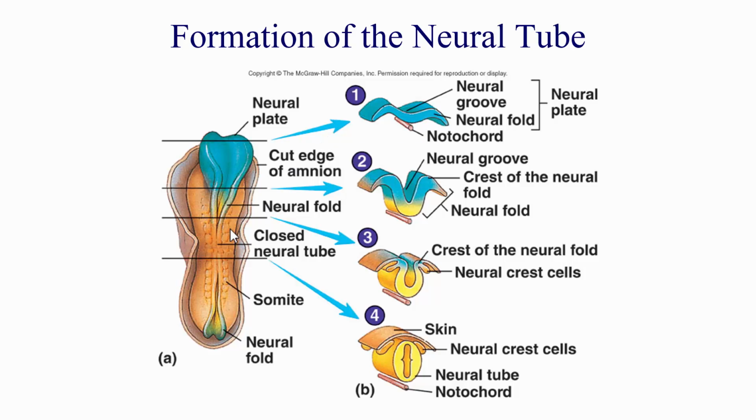All right, so going back, you're looking like an appetizer, a shrimp cocktail here. And that neural groove deepens and begins to fold over. And then the crest of the neural fold is right here, and then we have some neural crest cells. And then eventually this closes up. And here you can see it closed up now. The outer layer is going to become skin, because remember, skin is part of the neuroectoderm. So we have the skin, we have the neural crest cells, and then we have this neural tube. This neural tube is going to become the brain and the spinal cord. And again, if we're low enough, this notochord will become vertebral bodies.